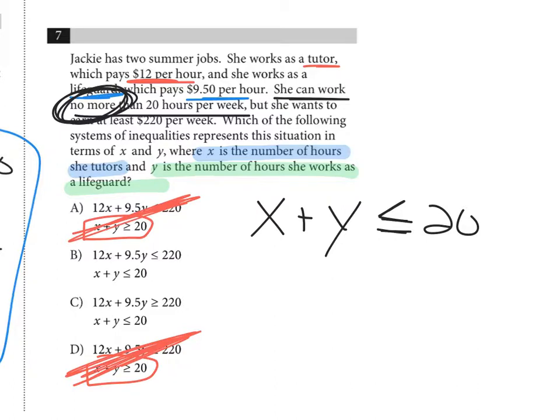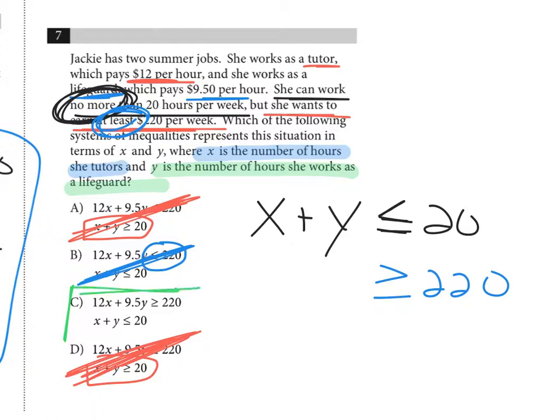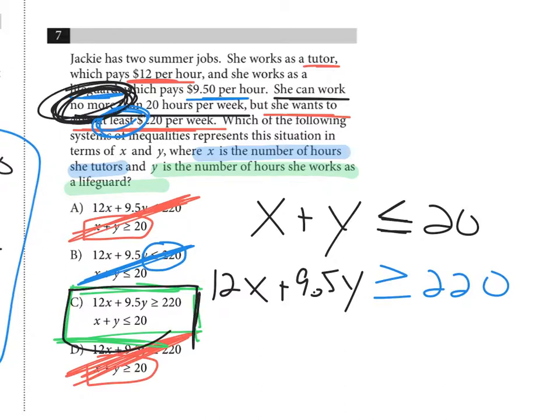That's not true. Here it says she wants to earn at least 220 per week. Now, at least in math means greater than or equal to. So she wants to earn at least 220. Without even writing the second inequality, I can rule out letter B because that has less than or equal to 220. So here I know my answer is going to be letter C. And how can I figure out how much money she earns? If I take the number of hours she tutors, multiply it by how much she earns, and the number of hours she lifeguards, multiply that by the amount of money she earns, that would have to be greater than or equal to. So this question just boils down to you understanding no more than and at least, and which inequality symbols they correspond to.